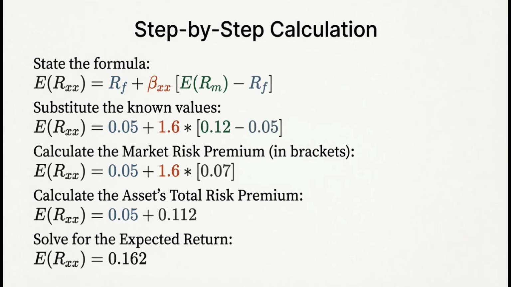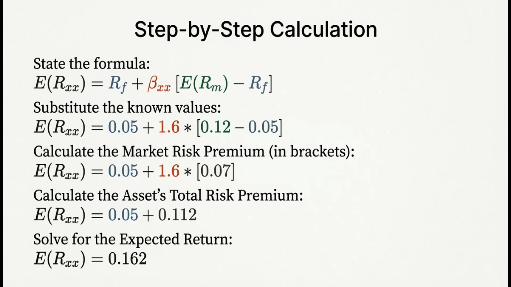0.05 plus our 0.112 gives us a final answer of 0.162. So the required expected return on asset X is 16.2%. And that makes perfect sense. It's significantly higher than the market's 12%, which is exactly what you'd expect for a high beta stock. The formula works. It does.